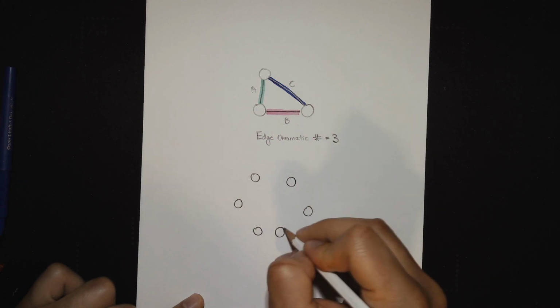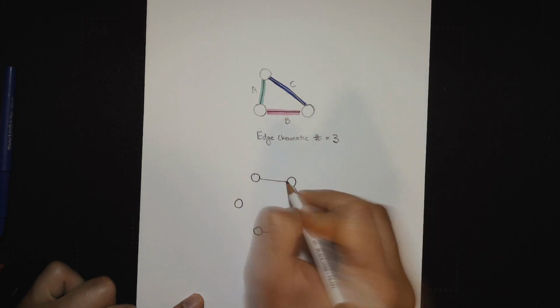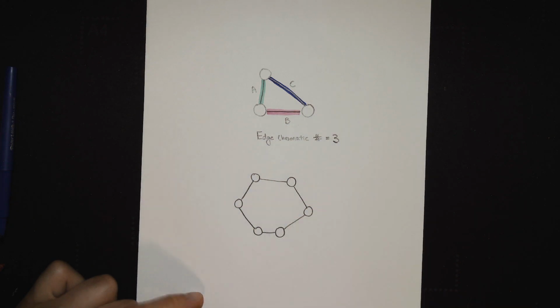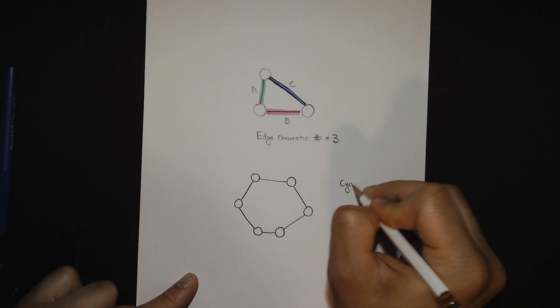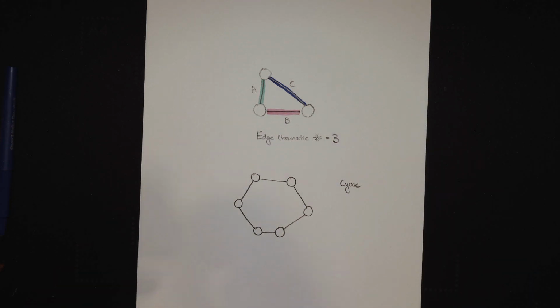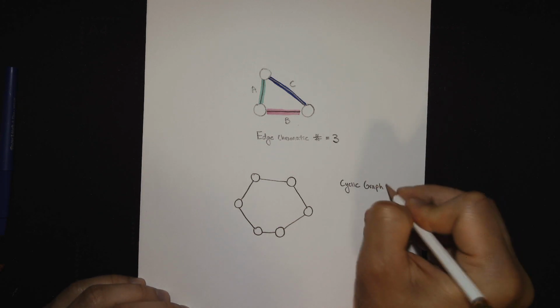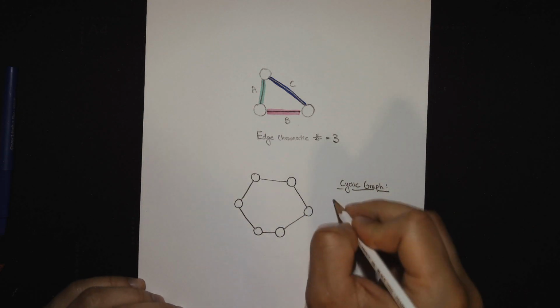Let's look at a minimum edge coloring of another graph here, one with 6 vertices and 6 edges. This is a cyclic graph. We've seen this type of graph before. It belongs to a graph family called the cyclic graphs. And what is the defining characteristic of graphs in this family?